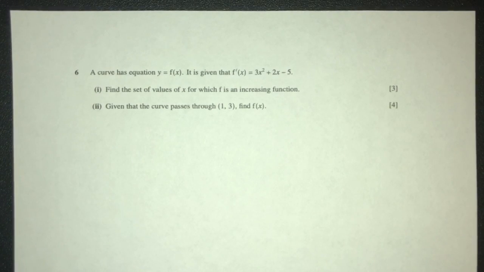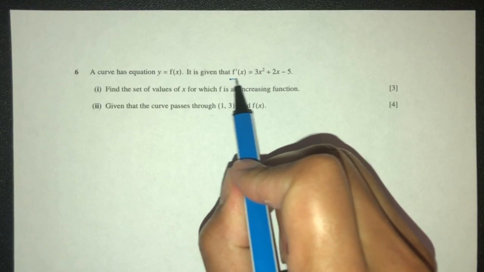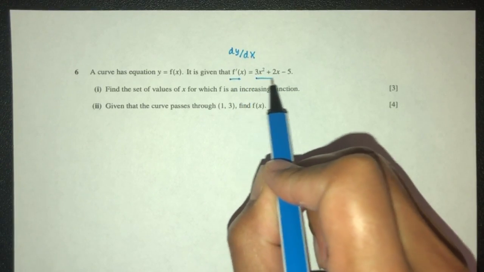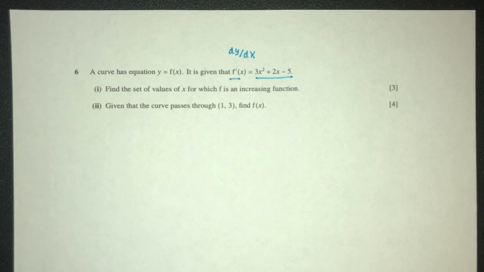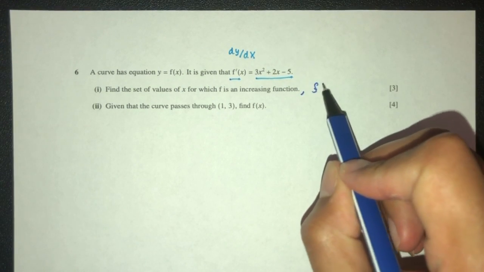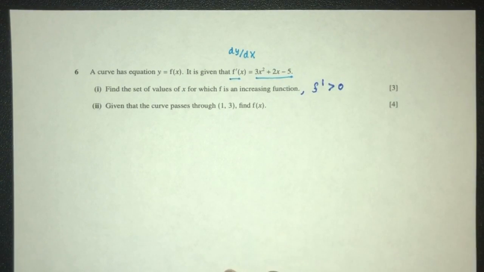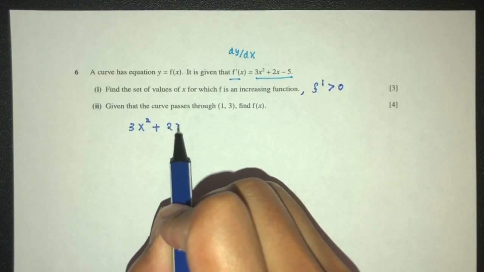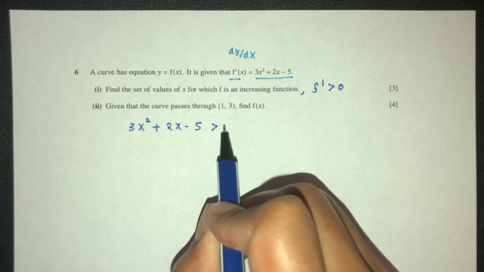A curve has equation y equals f of x. It is given that f prime of x is equal to this. Now f prime is simply dy by dx, given to you by this. Now part 1, we have to find the set of values of x for which f is increasing. So f is increasing when f prime of x is more than 0. So 3x squared plus 2x minus 5 is more than 0.